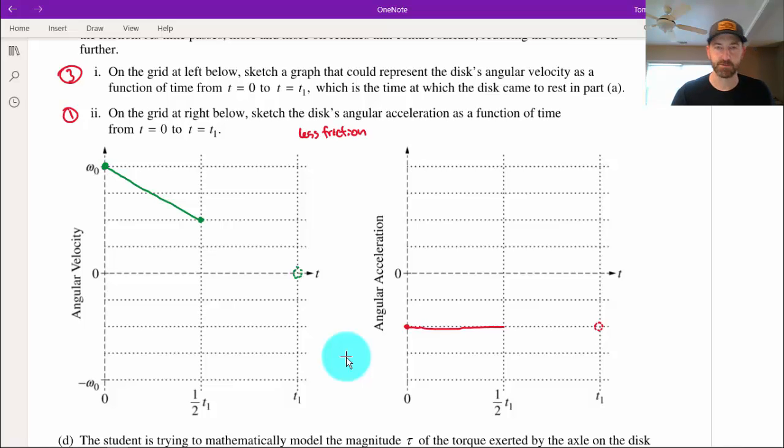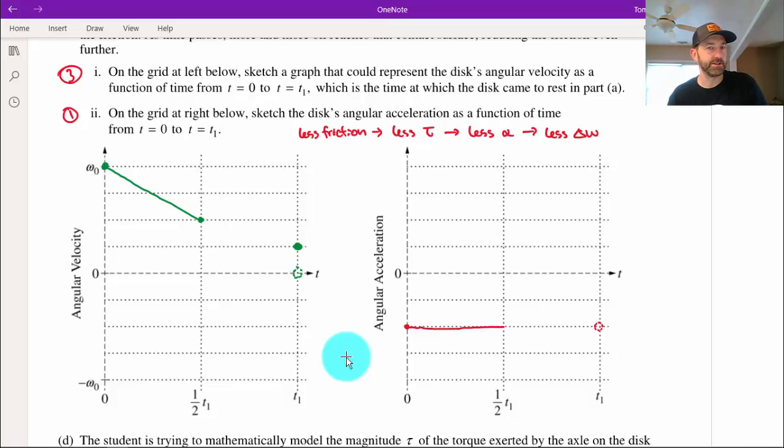Not a bad idea to write this stuff down in your thought process. Less friction should be less torque. And if there's less torque, there should be less angular acceleration, which means that you're getting less change in omega as time goes by. So that chain of thought means instead of my line continuing down and getting to 0, it might only make it to like here.